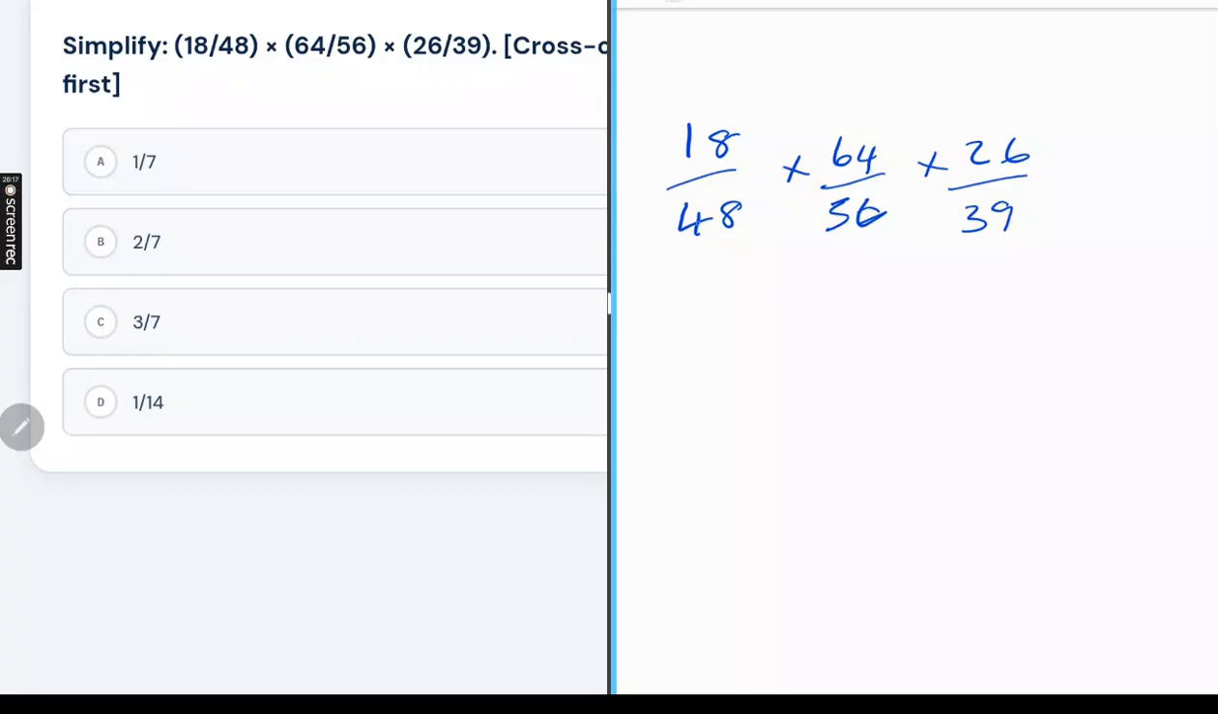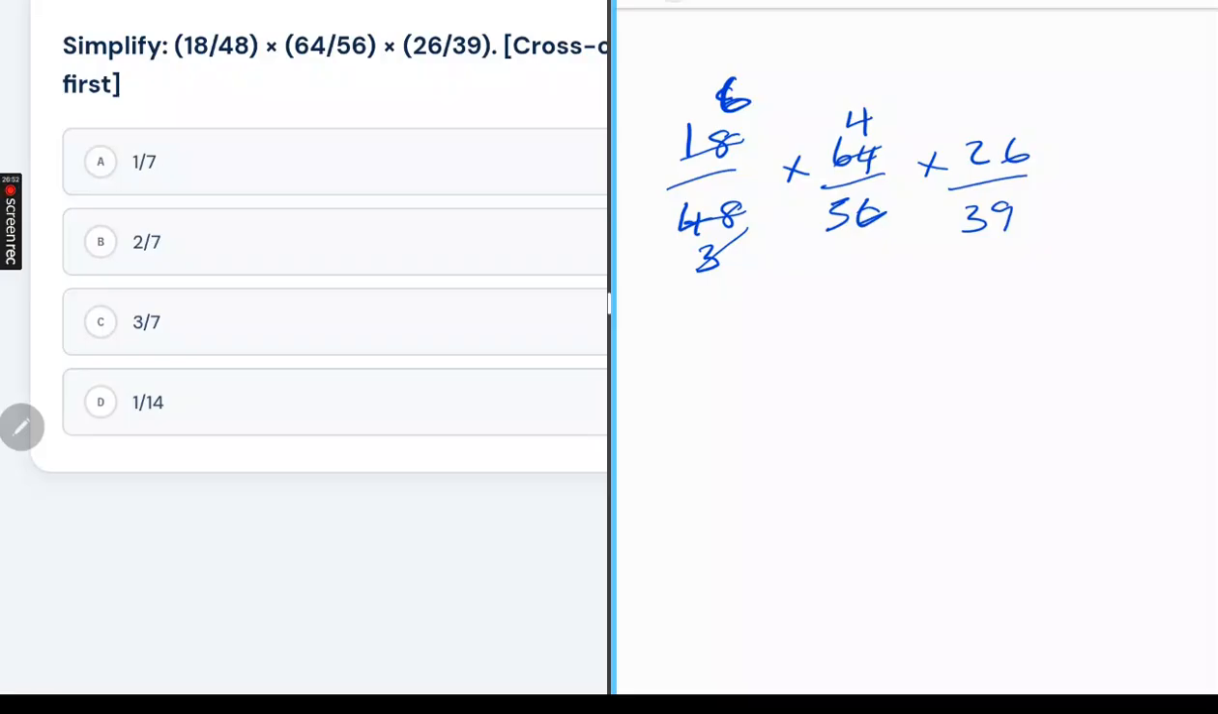Okay, so let's start with that one. 48 here is going to be 3. 64 divided by 16, that is 4. Okay, so let's finish with this 3. 18 divided by 3 is going to give us 6. So that 3 is no longer there. Now, let's continue with 56.